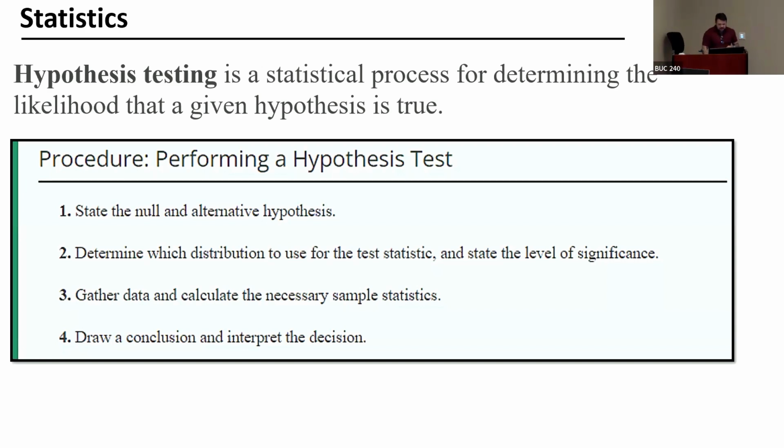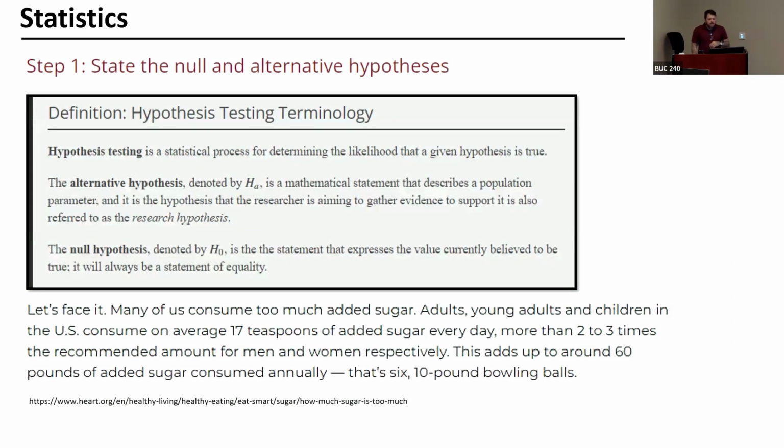So, there are our methods. Step 1, state the null and alternative hypothesis. Okay, this is probably going to be the hardest part for you. And that's what you're going to be doing this whole time, okay? The alternative hypothesis, H of A, H subscript A, is a mathematical statement that describes a population parameter. And it is the hypothesis that the researcher is aiming to gather evidence to support. It is also referred to as the research hypothesis, okay?